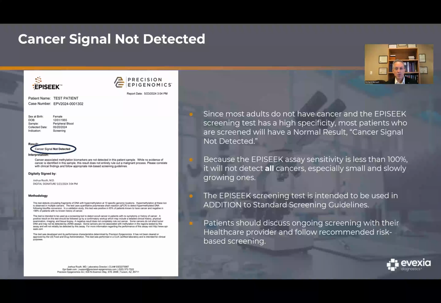But it does not predict if you're at risk for getting cancer in the next 2 or 3 years. This is thought to be in addition to, or complementary to, conventional standard of care screening. It should not be taken that, oh, I'm negative, therefore I'm going to forego my fecal test or colonoscopy or breast imaging. I had a negative EPISEEK test, therefore I don't need to do that. That's not what we want to communicate. That's why we have ordering healthcare providers to explain these results to patients.